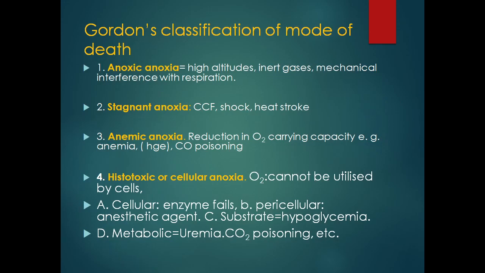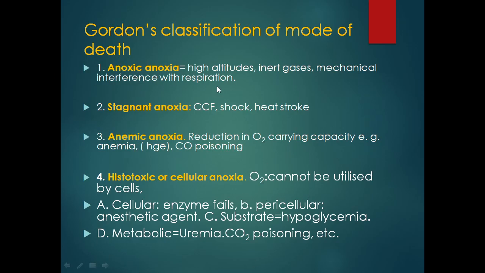Then what is Gordon's classification of mode of death? According to Gordon, death occurs because of anoxia only. Every death occurs because of anoxia only. He has classified this anoxia into 4 categories: anoxic anoxia, stagnant anoxia, anemic anoxia, and histotoxic or cellular anoxia.